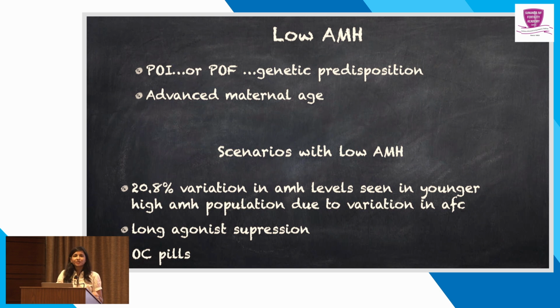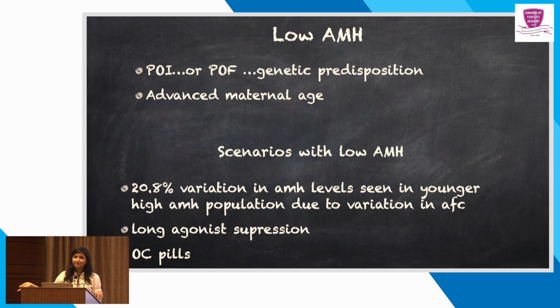Now, long agonist suppression. If you give an agonist injection like leuprolide, 3.75 (we generally don't use 11.25 at all), what is going to happen? Initially it's going to have a flare effect. But later on, because the hypothalamus-pituitary-ovarian axis is completely suppressed, you will have a false decline of AMH. So never do your AMH level if the lady has received an agonist injection in the last month.